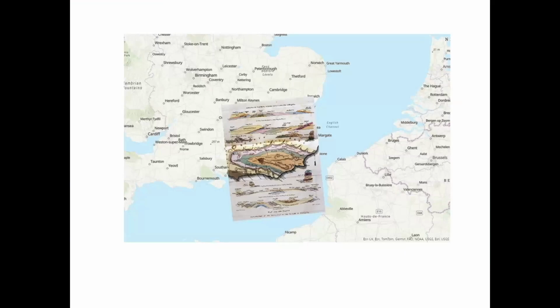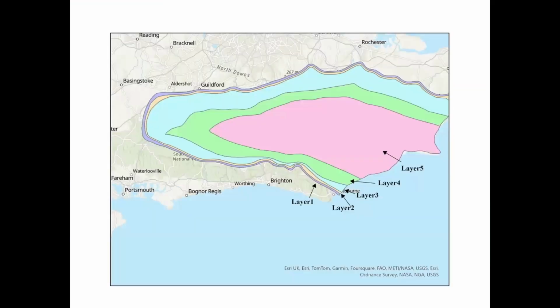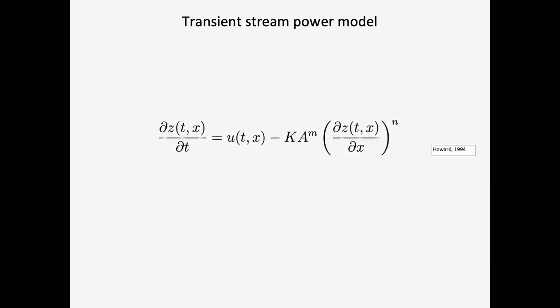Then we can put this into some sort of geographic reference frame and try to digitize these different contacts and produce a very simplified model of how the geology looks today, and project these contacts across the fold of the Weald to predict how these contacts change in space. And then we can use that to calculate landscape evolution.